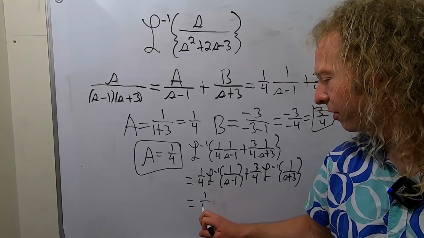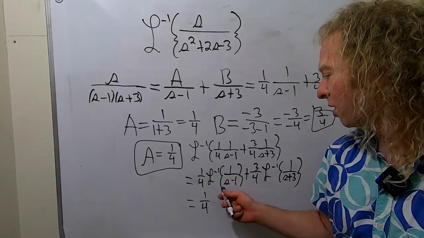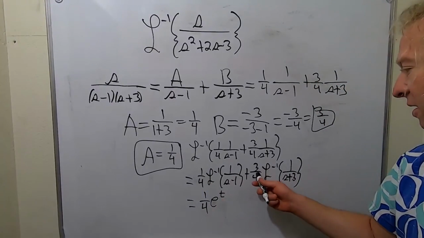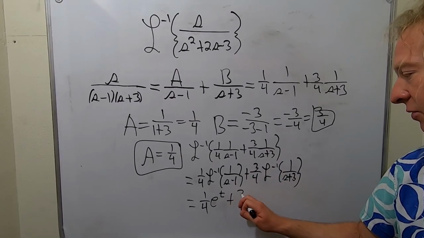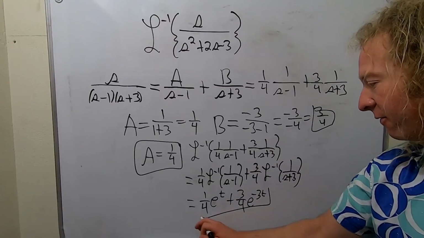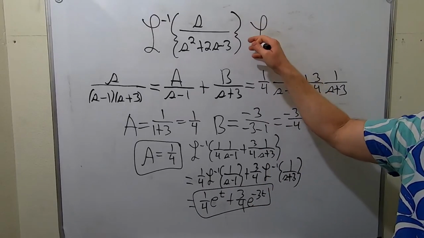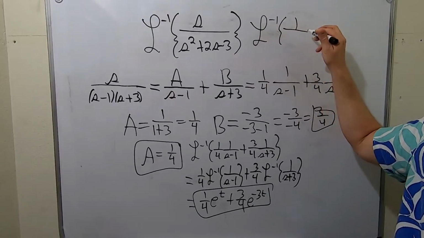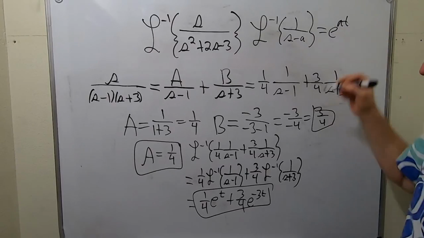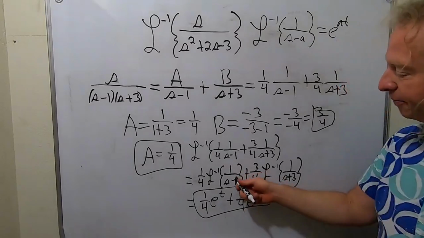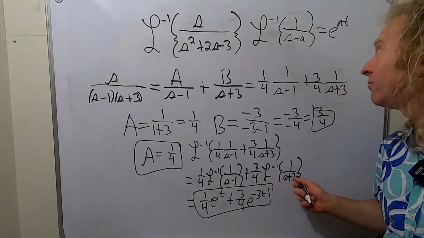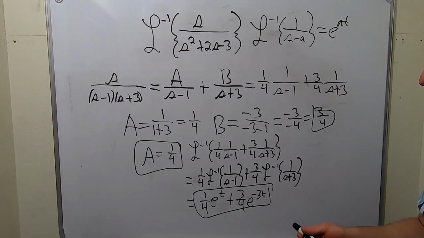This is equal to 1/4. So 1 over s minus 1, that's going to give us e to the t. And then here, this is 3/4. This is going to give us e to the negative 3t. How do I know that? There is a formula, right? If you have the inverse Laplace of 1 over s minus a, that's equal to e to the at. So in this first example here, a is 1. So you simply get e to the t. Here it's s minus negative 3, so that gives you e to the negative 3t.